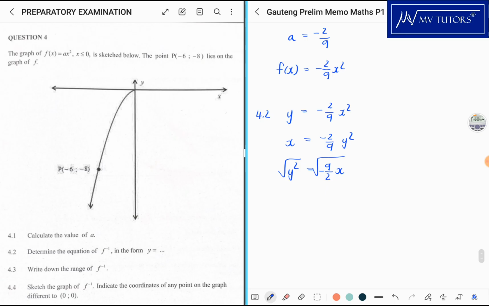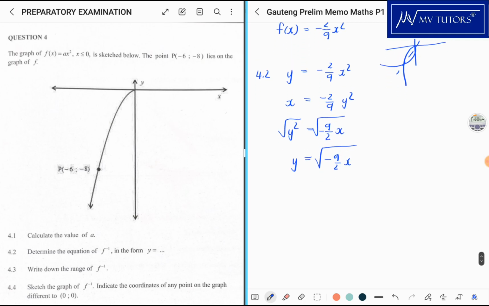By the way, this inverse, I'm looking at the question there. We're going to sketch it at some point. If we have our line y is equal to x, if your graph is like this, then the inverse will be like that. Sometimes you could say plus or minus, but in this case I'm just going to leave it as y is equal to the square root of negative 9 over 2 x.